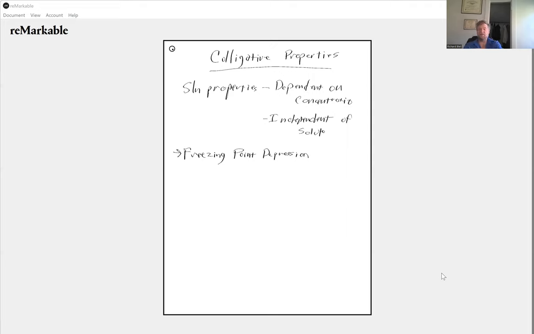Solutions always freeze at a lower temperature than pure solvent. Always, always, always. Never an exception. They always freeze at a lower temperature than the pure solvent. So why do you spread salt on ice? And why is it that it only works if it's not too bitterly cold?